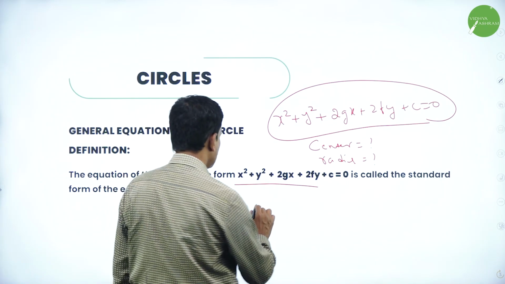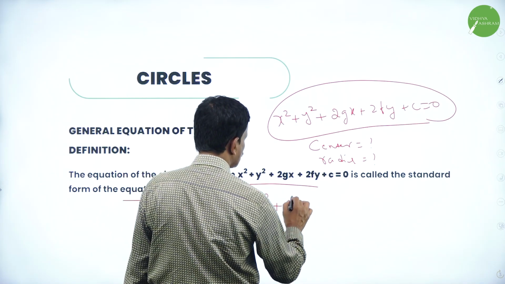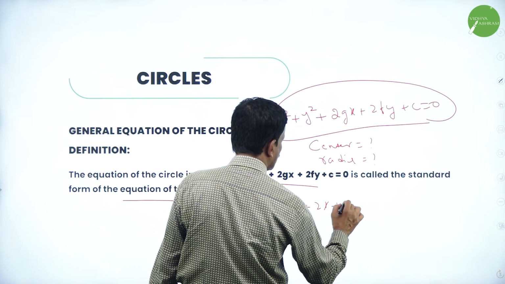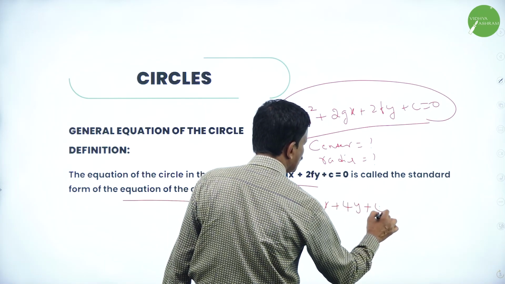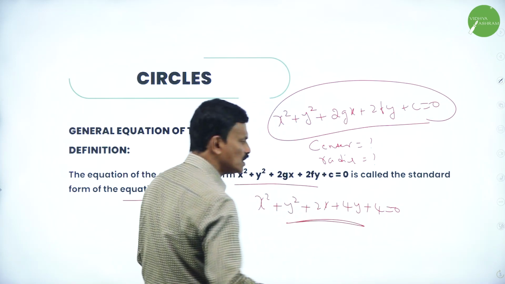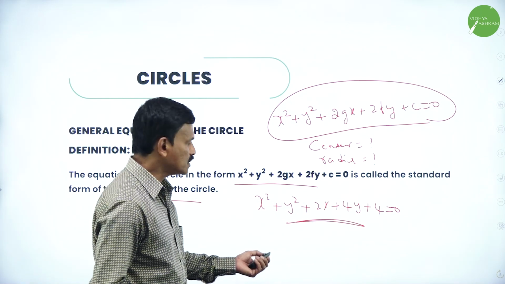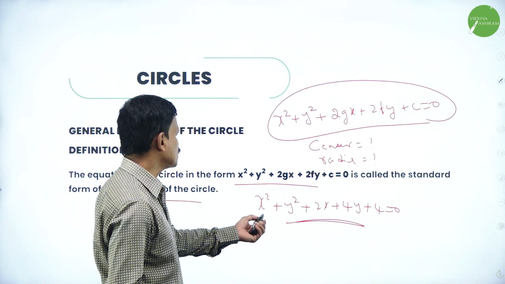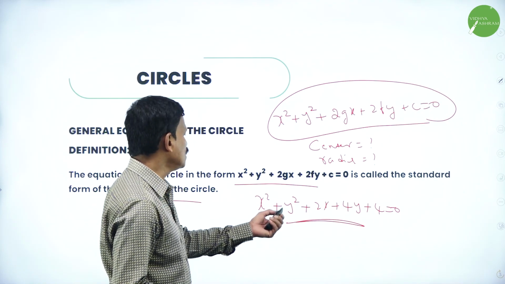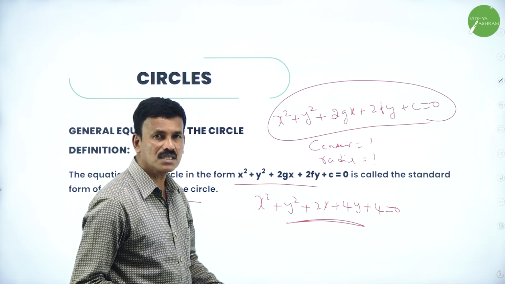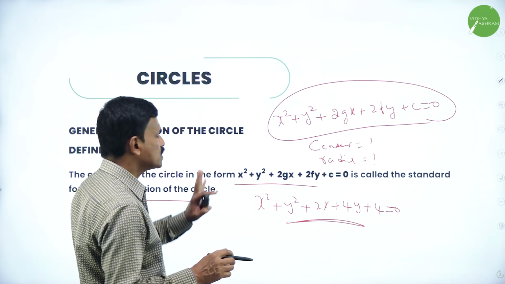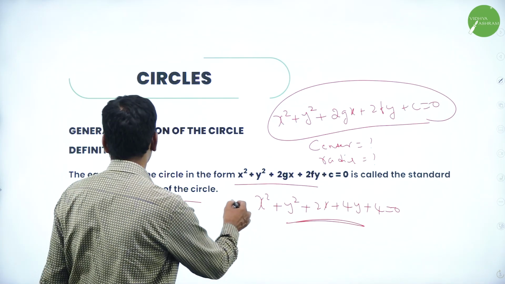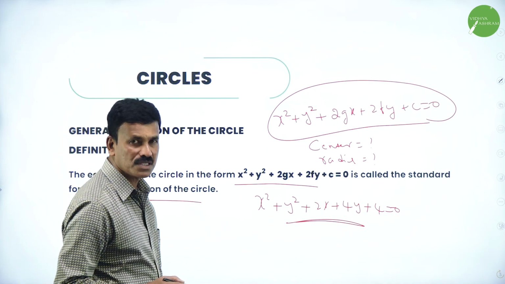Now for example, the equation of the circle x square plus y square plus 2x plus 4y plus 4 is equal to 0. This is an example for the general equation of a circle. So this is in the form x square plus y square plus 2gx plus 2fy plus c is equal to 0. Now, this is the standard equation of the circle x square plus y square plus 2gx plus 2fy plus c is equal to 0.